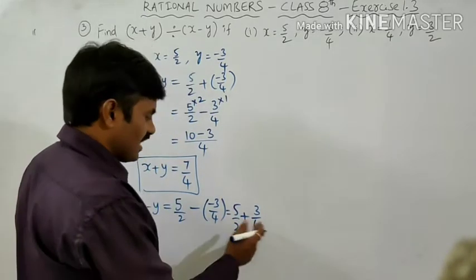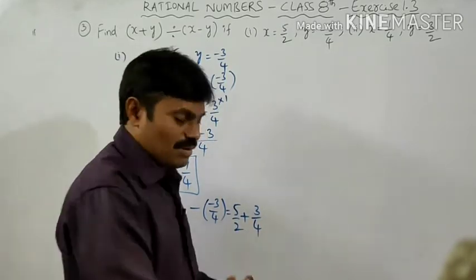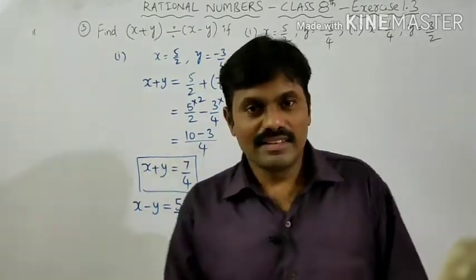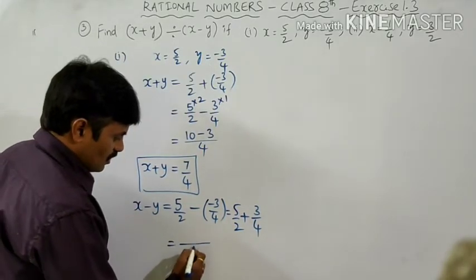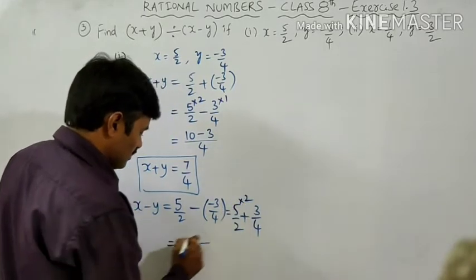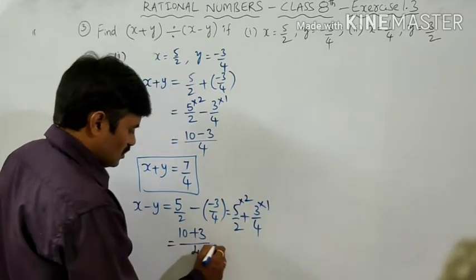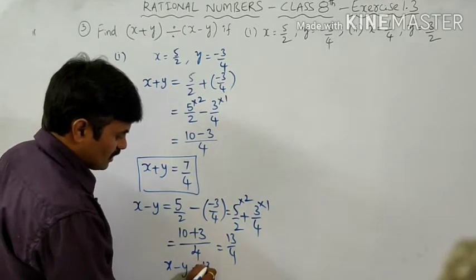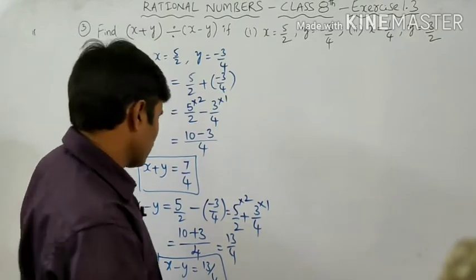Again, in the simplification of fractions, we have to take the LCM of the denominators. What is the LCM of 2 and 4? It is 4 itself. Again the same: 2 divides 4 two times, so 5 into 2 is 10, plus 4 divides 4 one time, so 3 into 1 is 3. So 13 by 4. This is the value of x minus y, that is equal to 13 by 4.